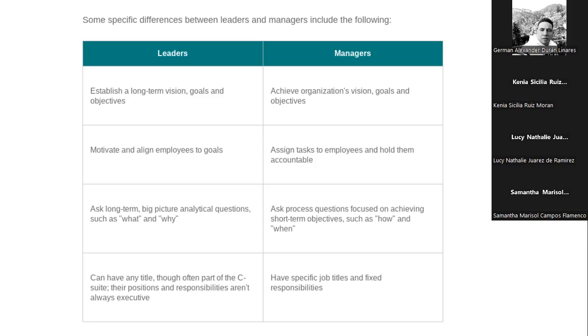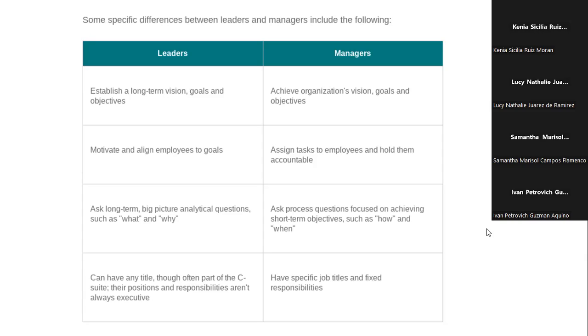In the first one, establish. So you analyze, you motivate, you encourage. In the managers, you are pushing people. You provide procedures. You provide tasks so they can do the actions to achieve the vision, the goals, and objectives. And the next one says, motivate and align employees to goals. So you motivate and you say, we need this because it's important for the company or whatever. And the other one says, assign tasks to employees and hold them accountable. So in management, you say, you are going to do this by next Saturday.